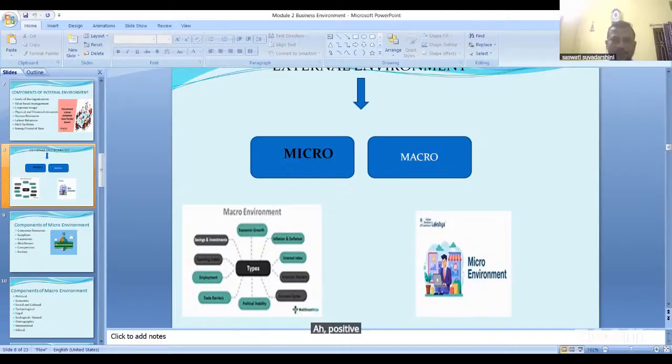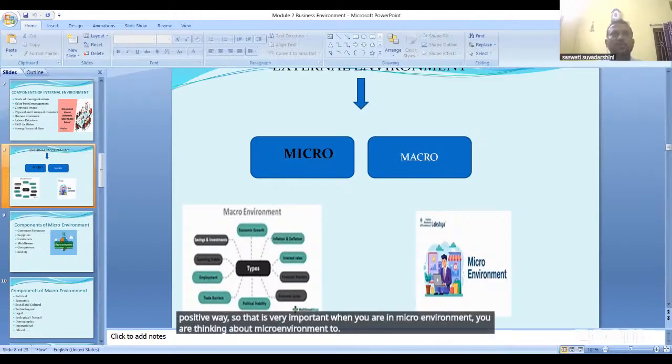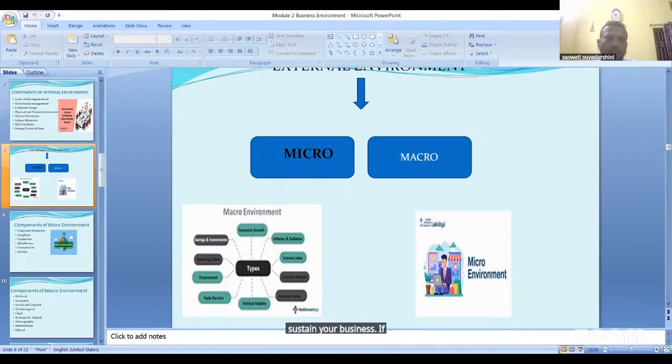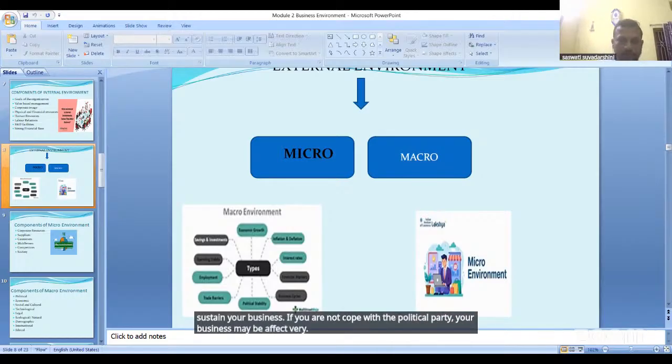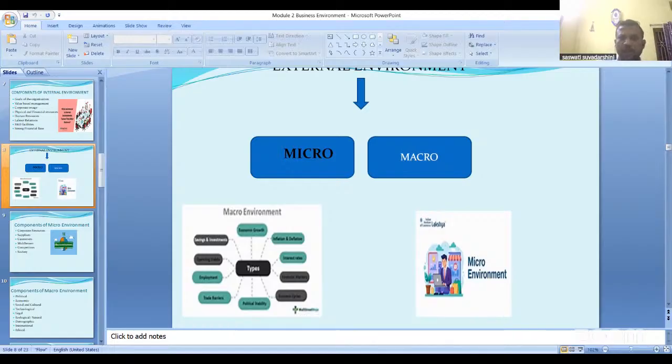positive way. That is very important when you are in a micro environment. You are thinking about the environment to sustain your business. If you do not cope with the political party, your business may be affected, and it may not run properly.